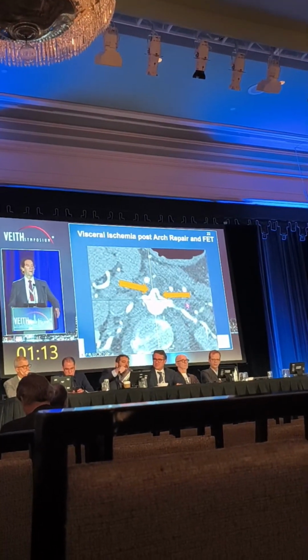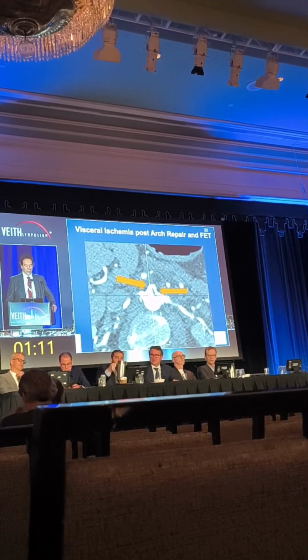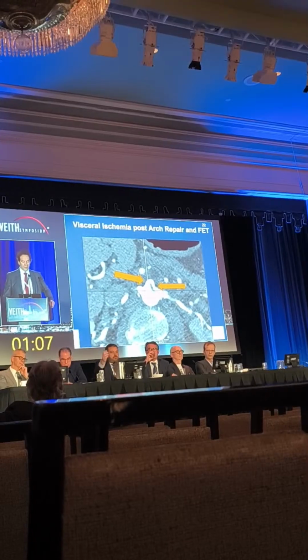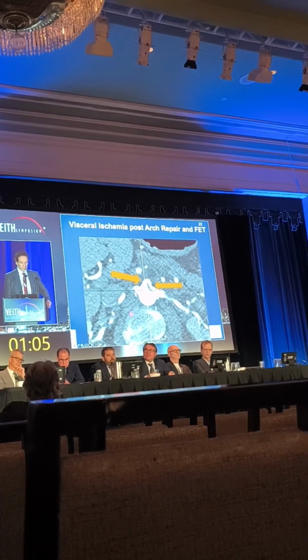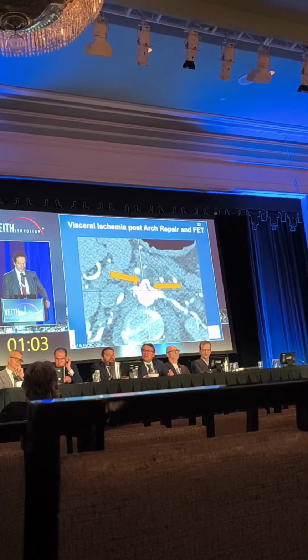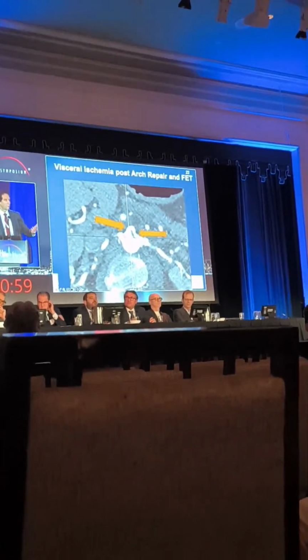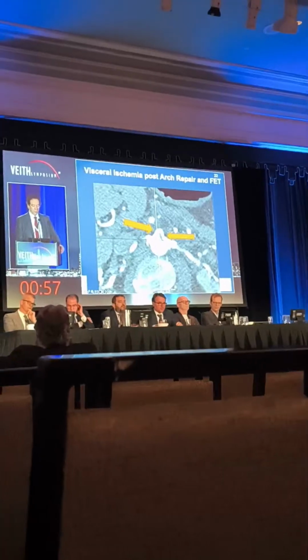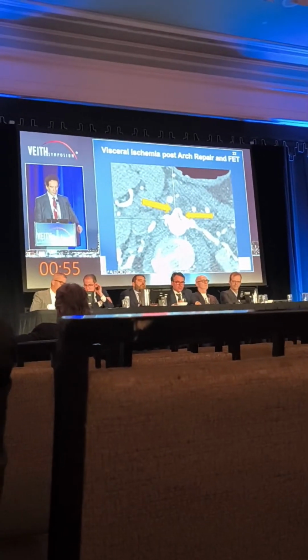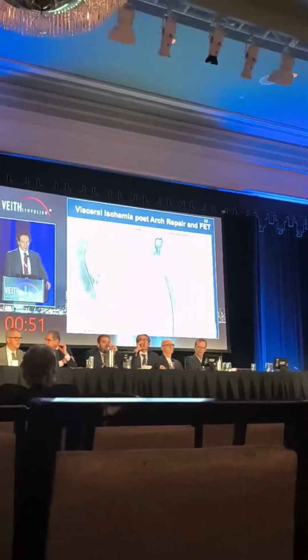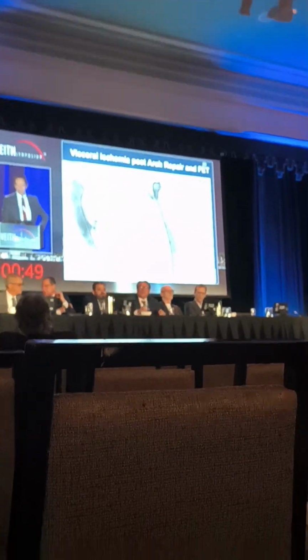And just the Friday case: a patient who still had visceral ischemia right after post-arch repair and the FET. And here you see this stenosis coming from the dissection. It could be an argument whether STABILISE could have helped us here, but we decided to just put a stent graft in there, and that resolved the problem.